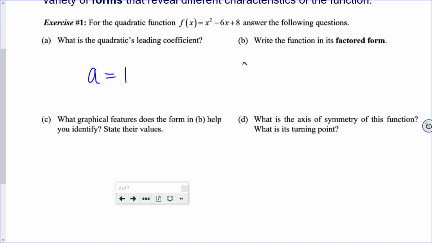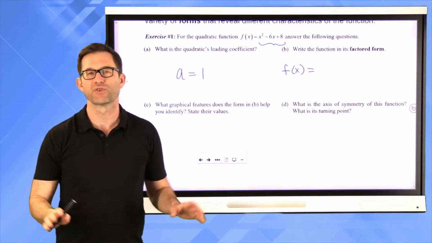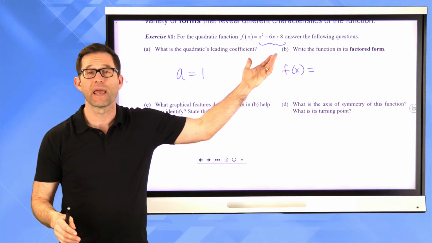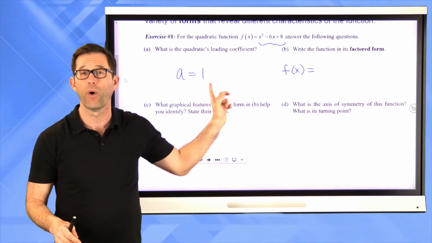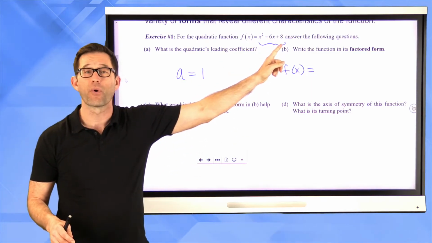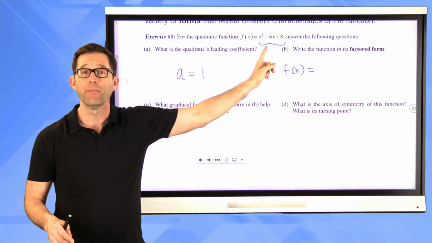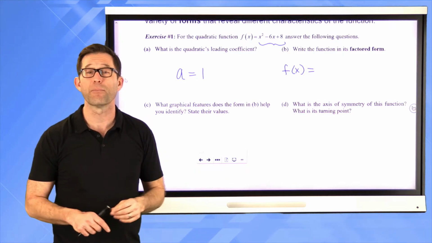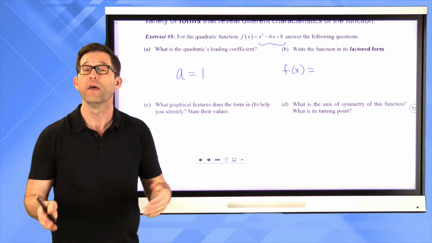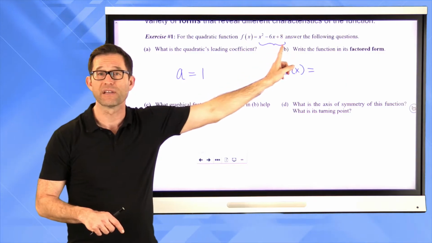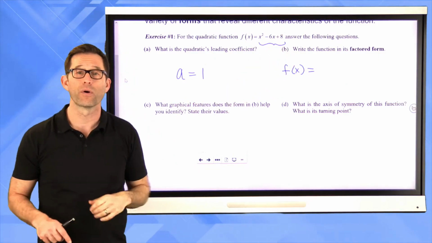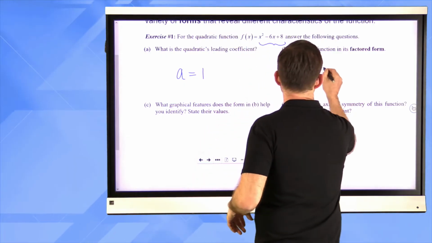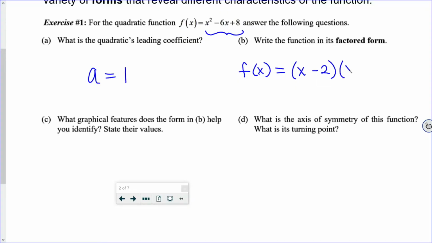In other words, I'm going to write down f of x equals, and then I'm going to factor the right-hand side of that quadratic function. This is a standard trinomial with a leading coefficient of 1. So I'm looking for two numbers whose product is positive 8 and whose sum is negative 6. That means both numbers have to be negative, and those two numbers happen to be negative 2 and negative 4, because negative 2 times negative 4 is positive 8, and negative 2 plus negative 4 is negative 6. So I can write this as x minus 2 times x minus 4.